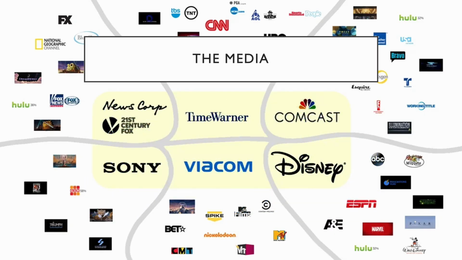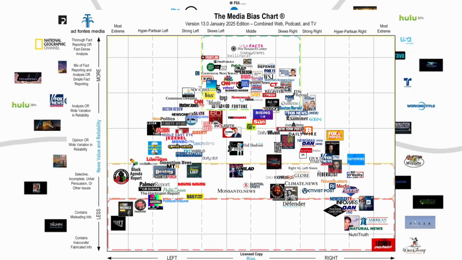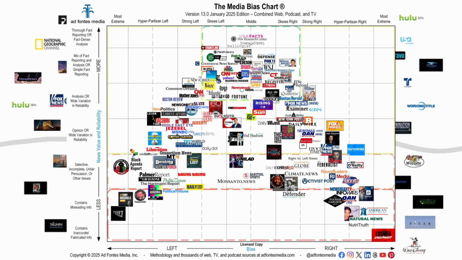So let's just look first at these media conglomerates, right? As you can see, a lot of these media companies are owned by these large corporations, which is probably going to bias the way that they frame certain things. But this is the Ad Fontes media bias chart, right? That you know and love. As you can see, we can look at a lot of the media that we consume.